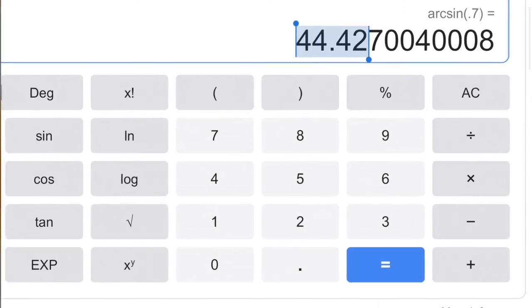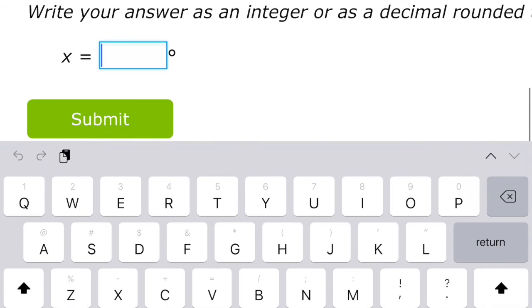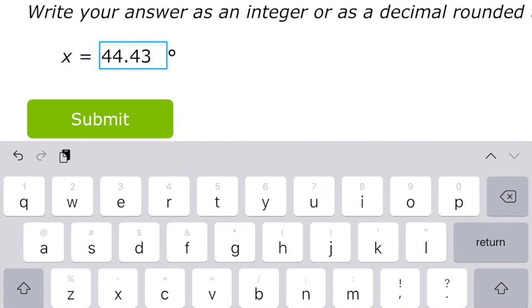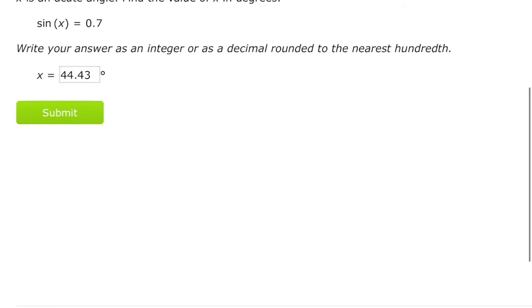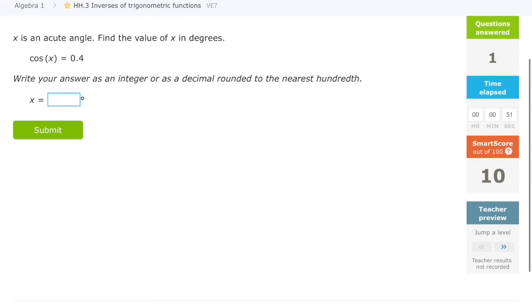The 2 will become a 3. And ready to submit. That's right. Perfect. All right. Good luck, everyone.